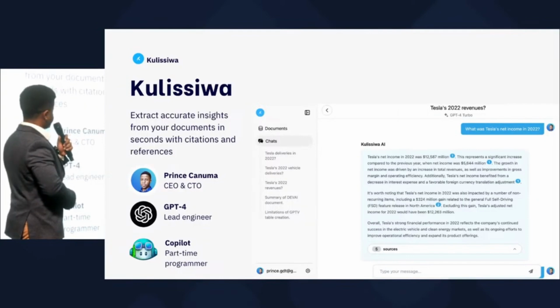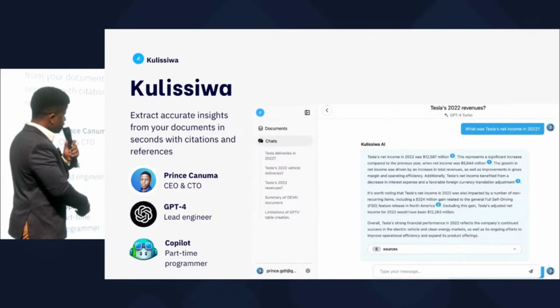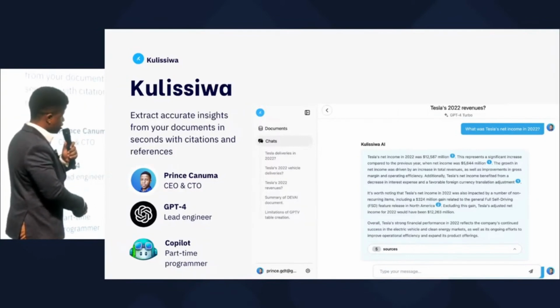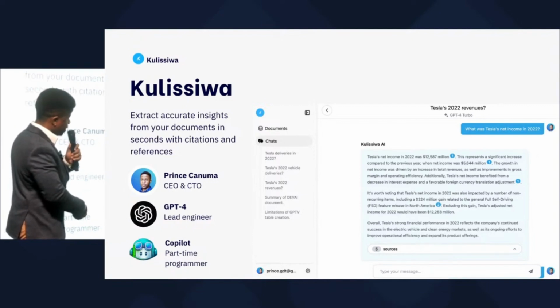And finally, there is Kulissiwa. Here's Kulissiwa answering a simple question: what is Tesla's income for 2022? It answered correctly and also attributed the sources, so you can see the source number 1 is the one that was used here, and I built this on my own.